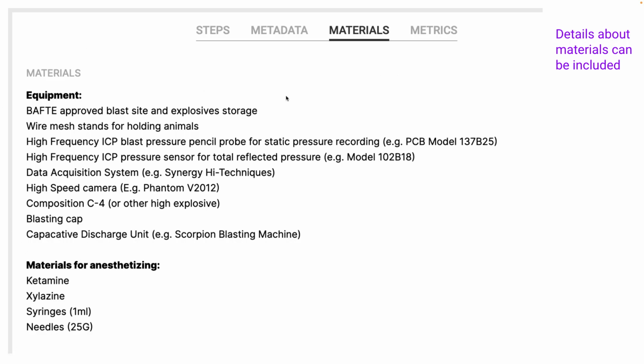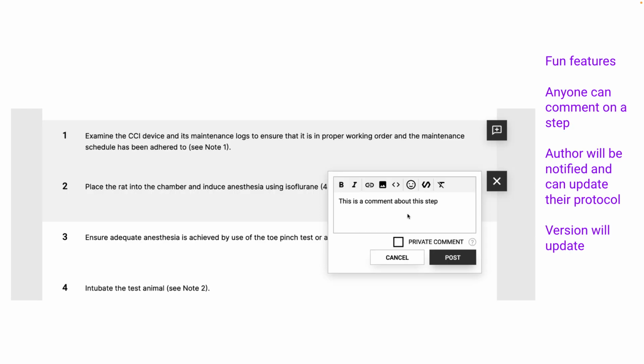So the other things that you might be able to find are, for example, materials. In this case, for this particular protocol, there is a list of equipment, and each of those can be clicked on. Materials in this case are actually for anesthesia. So those are all listed with their material numbers.